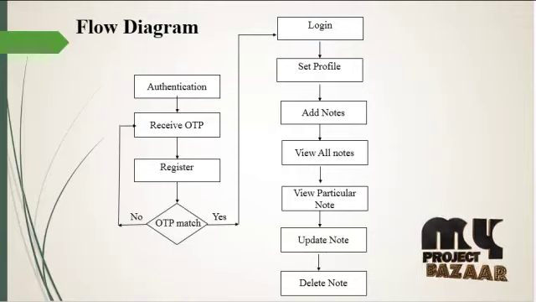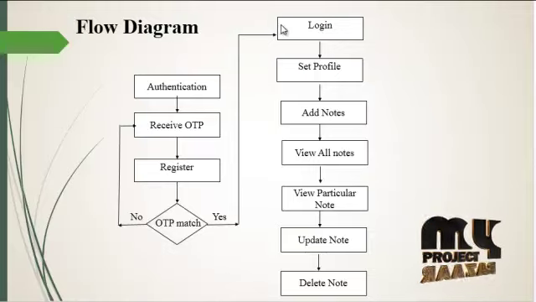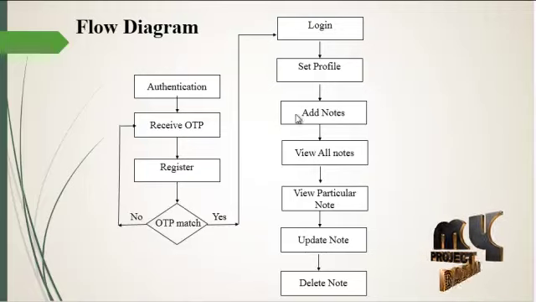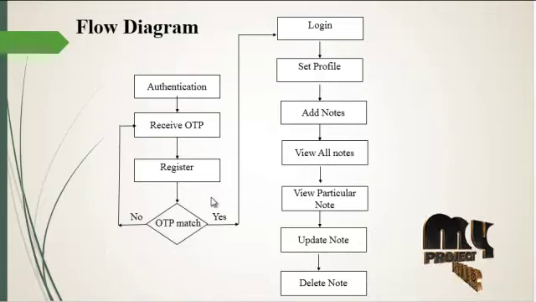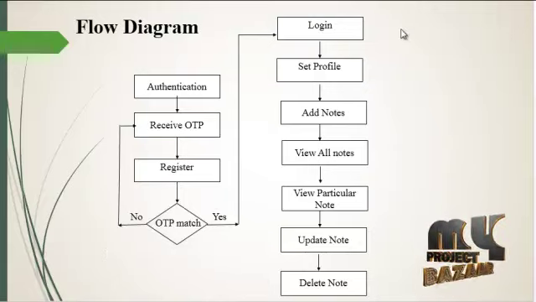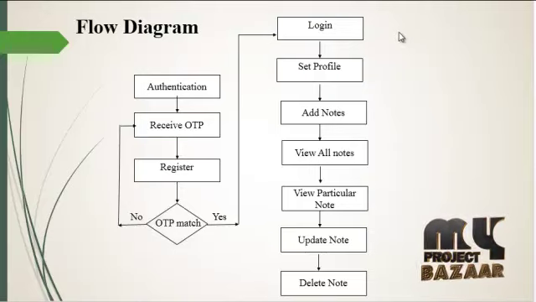If the OTP matches, then the user will be registered successfully and goes to the login process. If it does not match, the user should again give the details, receive the OTP message, and then continue the registration process. After logging in, the user should set the profile, that is their email ID and the status.